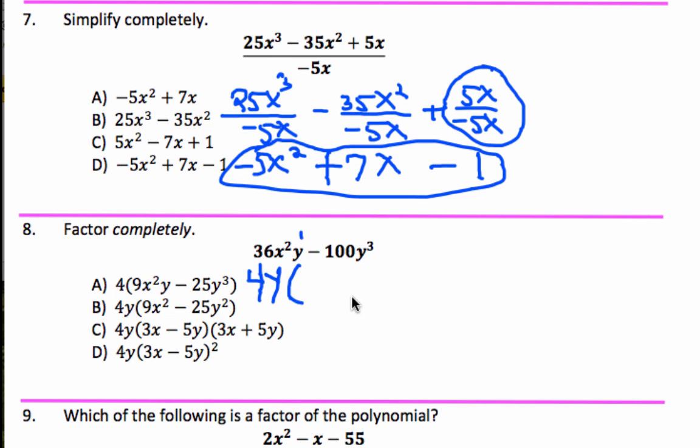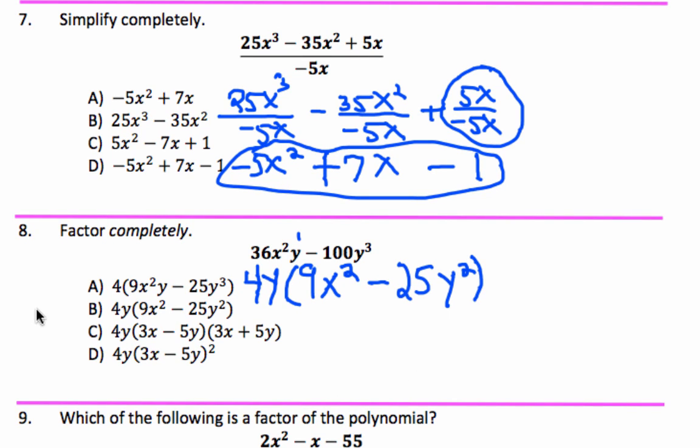So 4y times y gives me 36x squared y. Well, we need a 9 to get to 36. We already have the y we need, so we add an x squared. So if we multiply 4y times 9x squared, now you see we get 36x squared y minus. Now what do we need to multiply 4y by to get 100y to the third power? Well, we need 25 to get to 100. 25 times 4 is 100. We have y, we need y to the third, so we'll multiply by y squared. And now if you distribute the 4y times each term, you see you get what we started with.